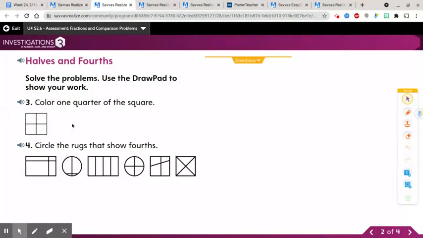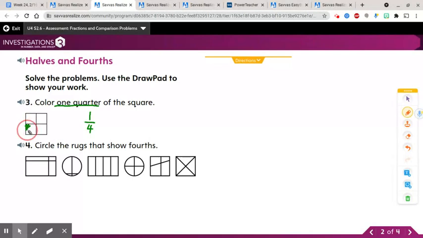All right. For number 3, I want you to draw a square that has 4 equal parts, just like this. Okay, now what I want you to do is color 1/4 of that square. When we're coloring 1/4, we are coloring 1 of the 4 equal parts. So that is 1/4. So take a minute and color 1/4 of the square. Okay. Now, it doesn't matter which square you choose to color, as long as you're only coloring in one.